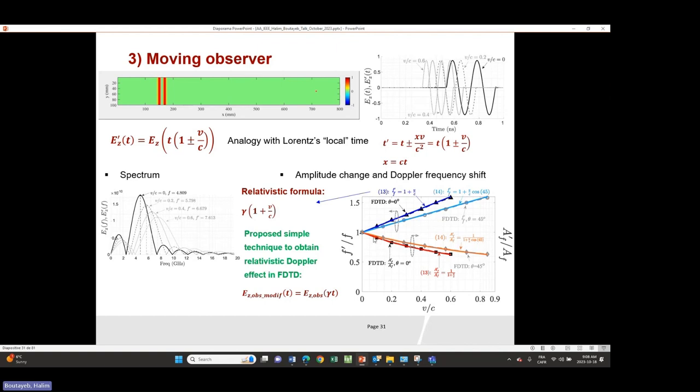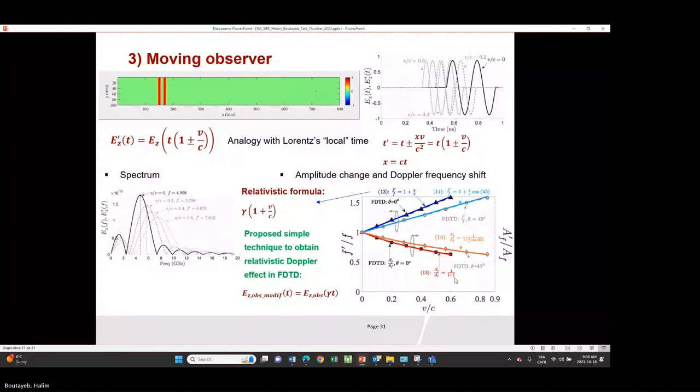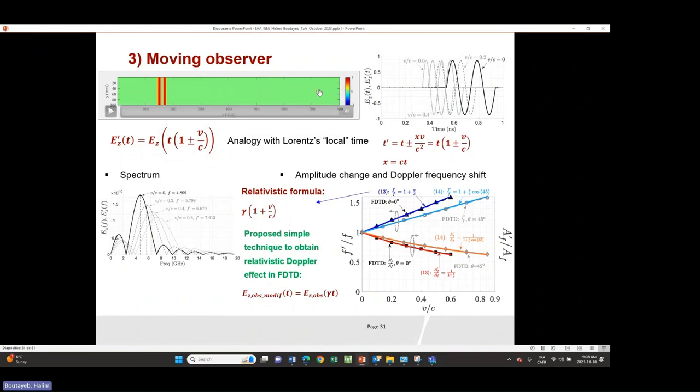In terms of amplitude, we found that the amplitude is inverse. So the amplitude a prime over a is 1 over 1 plus v over c. If we move in the other direction, it will be minus v over c. If we move with a certain angle, it will be 1 plus v over c cosine theta. Okay, so we found the FDTD matches with these curves. And this formula is also obtained by the wave theory, which gives the same formula.